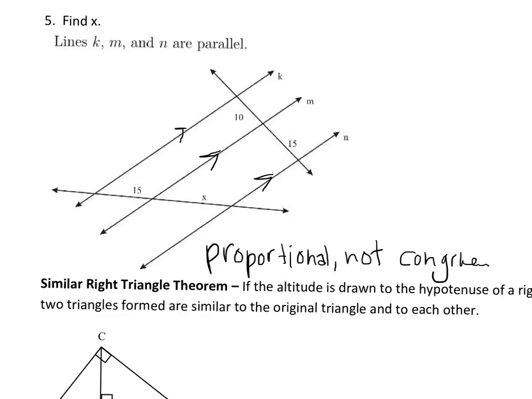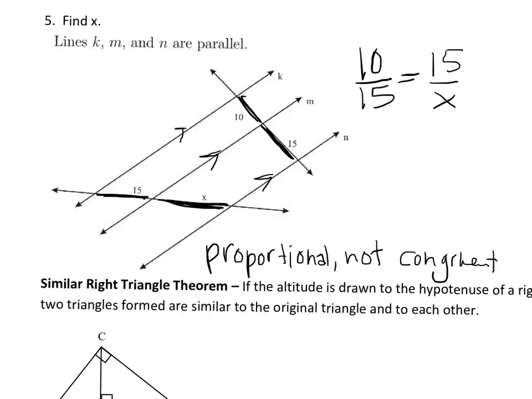So I'm going to set up my proportion, I'm going to do 10 over 15 equals 15 over x. So I did this piece over this piece should be equal to this piece over that piece. Cross multiply. 10x equals 225. Divide both sides by 10. I get 22.5.